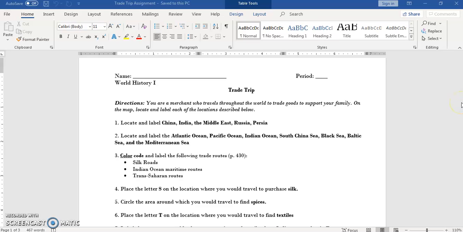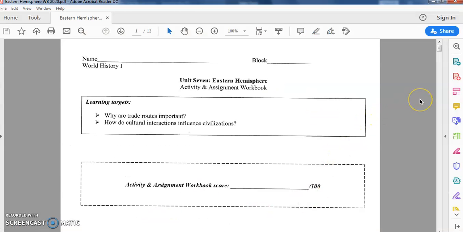So I'm going to walk you through the directions for 2 assignments. We're going to look at the trade trip, and then we're also going to look at pages 1 and 2 of the new workbook, the Eastern Hemisphere workbook. You got the Eastern Hemisphere workbook if you were in class Thursday or Friday before we left for break. So this was the new workbook that I gave you before the test.